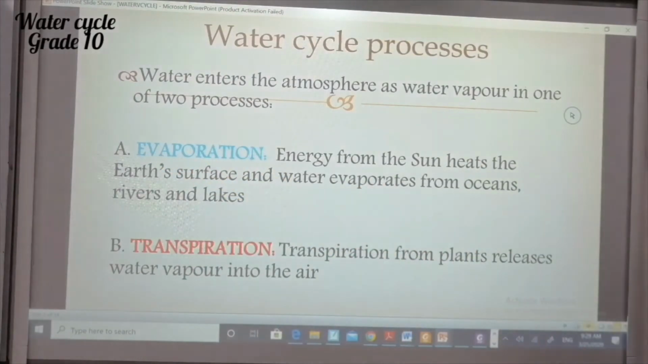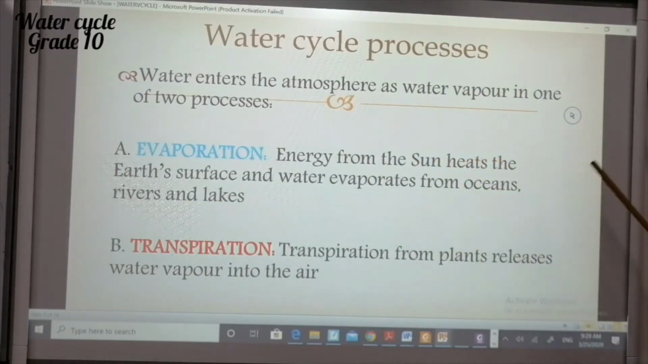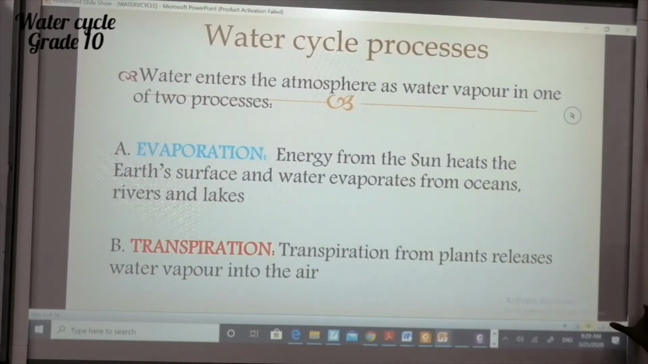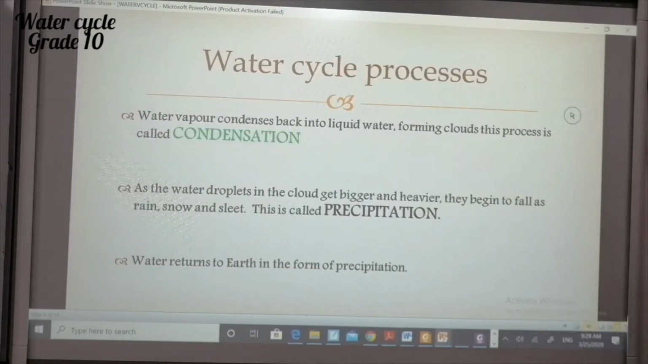evaporation and transpiration. Evaporation, the energy from the sun would heat up the Earth's surface, and water evaporates from oceans, from rivers, and from lakes. All right? And transpiration from plants releases water vapor into the air. That means water leaves the plant. Okay. So we have talked about evaporation, we have talked about transpiration. Evaporation and transpiration would release water vapor into the atmosphere.